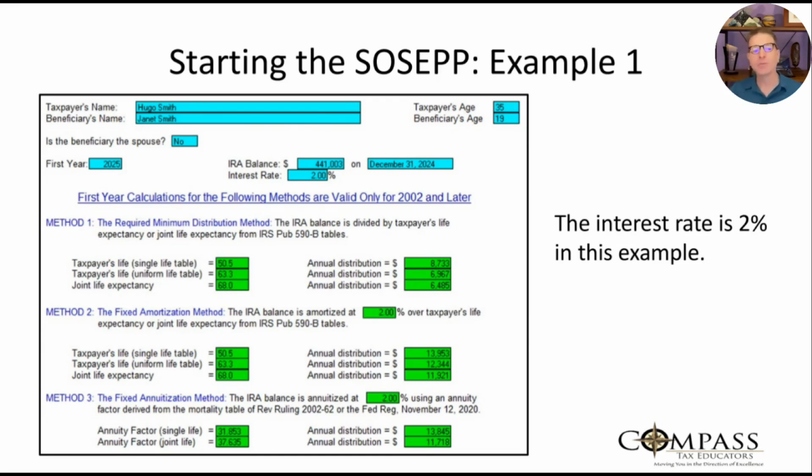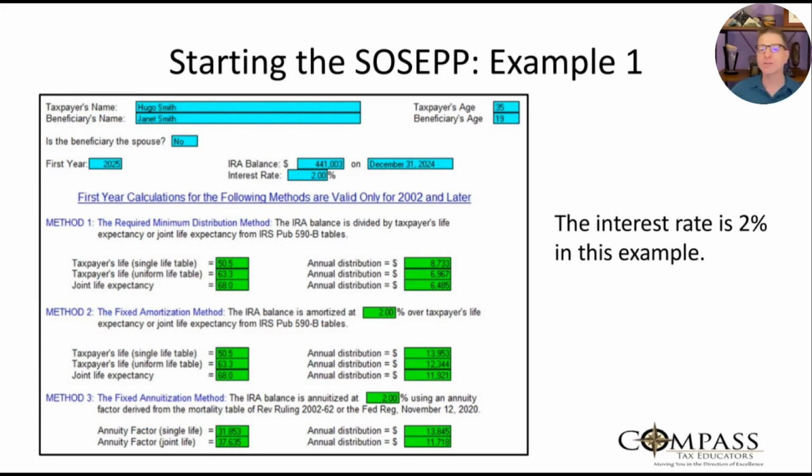All right. But you can see that the RMD method is generally going to provide lower numbers than the fixed amortization or the fixed annuitization methods. And so again, we set the interest rate pretty low at 2%. They all kind of fall in the 11-ish to 13-ish thousand dollar range, okay?